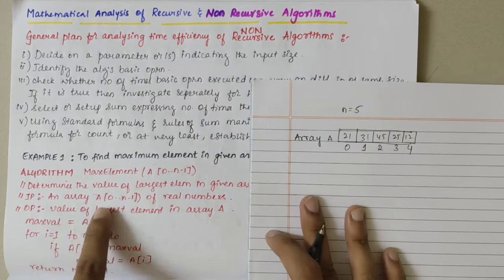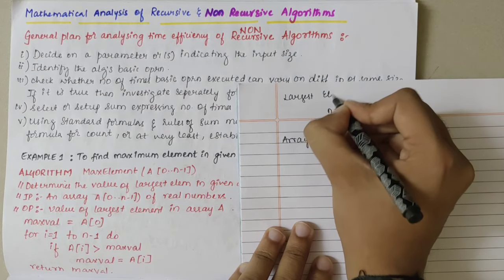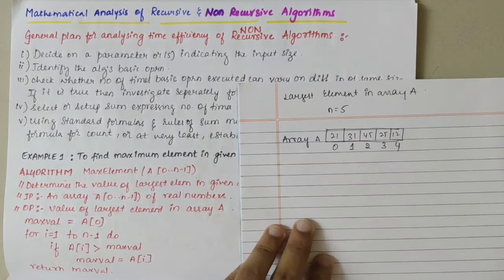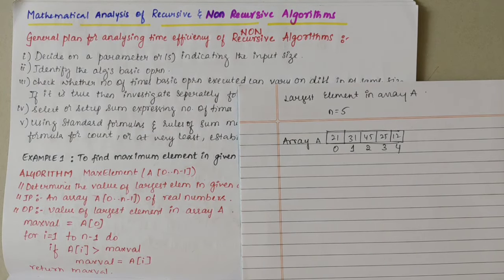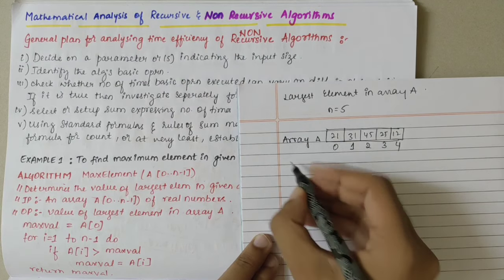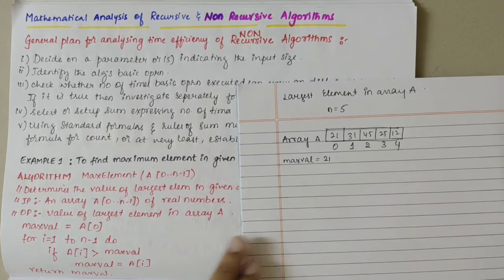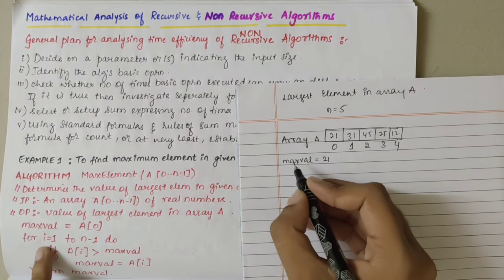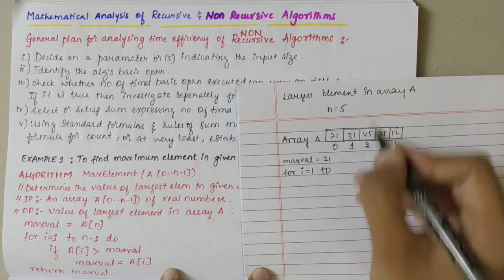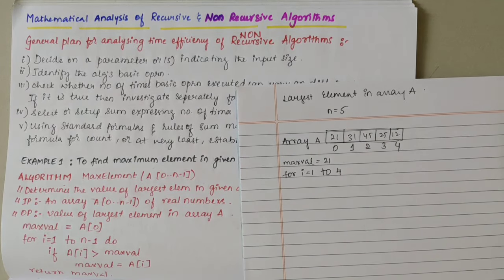Okay, so I've taken an array. The output should be the largest element in array A. My first step is to consider A0. A0 is 21, so I'll consider max value as 21 initially. Next, I consider the loop for I equal to 1 to n minus 1. n is 5, so n minus 1 is 4. So I will iterate from 1 to 4.